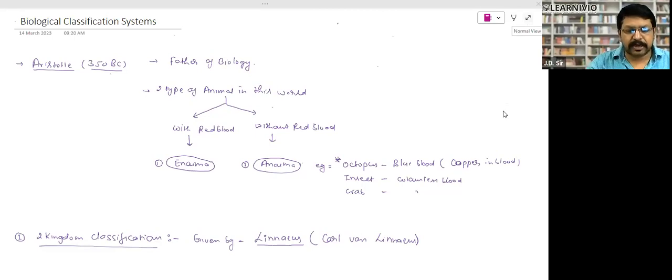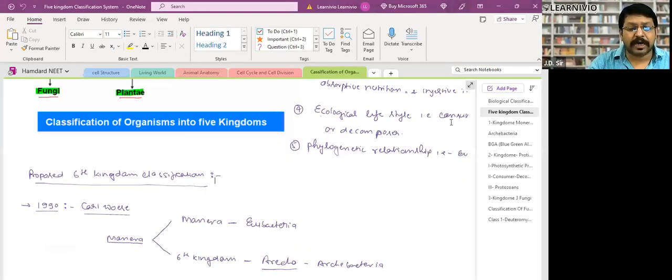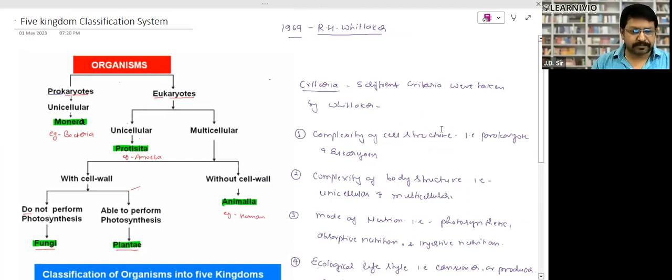Nowadays we are studying the 5 kingdom classification. This system was given by R.H. Whittaker in 1969. What was the criteria? How did he design these 5 kingdoms? All these 4 kingdoms were existing already. He just redesigned this system and added a 5th kingdom, fungi. Before this system, fungi used to be studied in the plant kingdom.